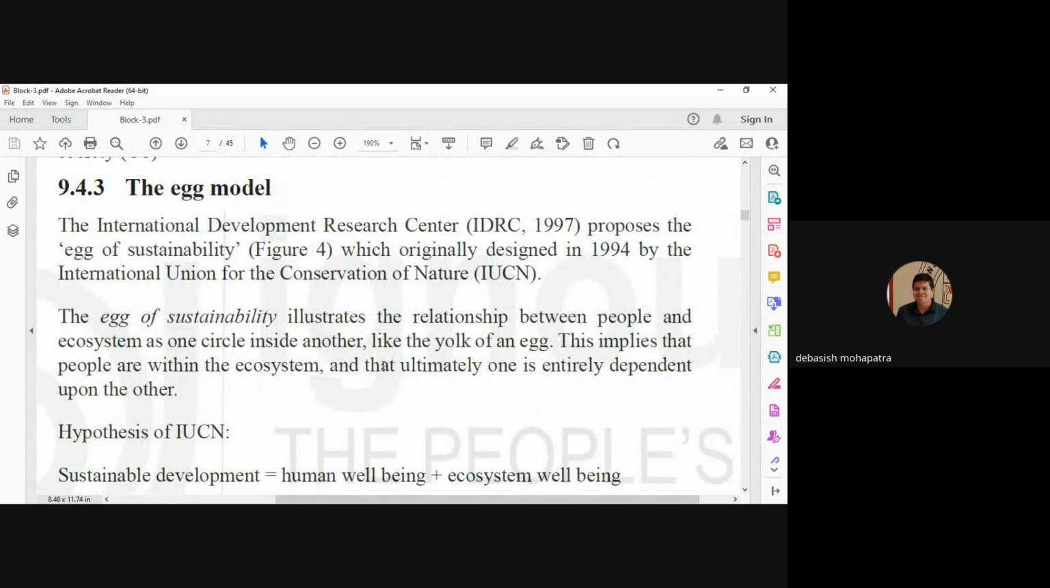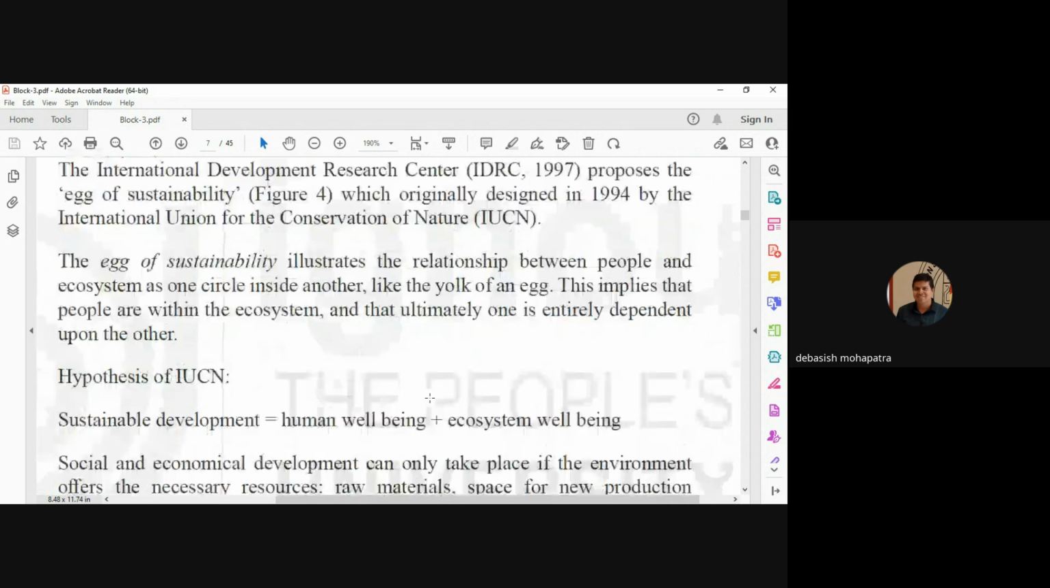The egg model. The International Development Research Center, IDRC, in London, proposed the egg of sustainability, which was originally designed in 1994 by the International Union for Conservation of Nature, IUCN. The egg of sustainability illustrates the relationship between people and ecosystem as one circle inside another, like the yolk of an egg. Okay, so it means the relation between the people and the ecosystem. We are not separate, we are the same. This implies that people are within the ecosystem and that ultimately one is entirely dependent upon the other.